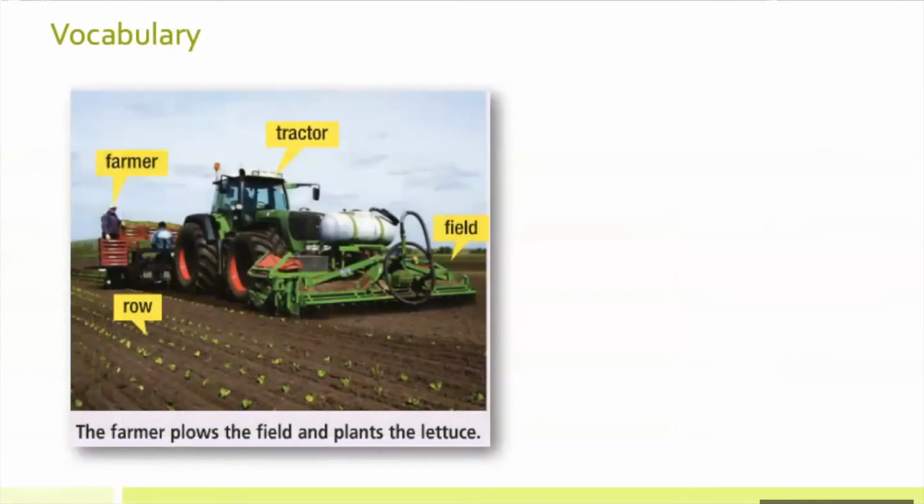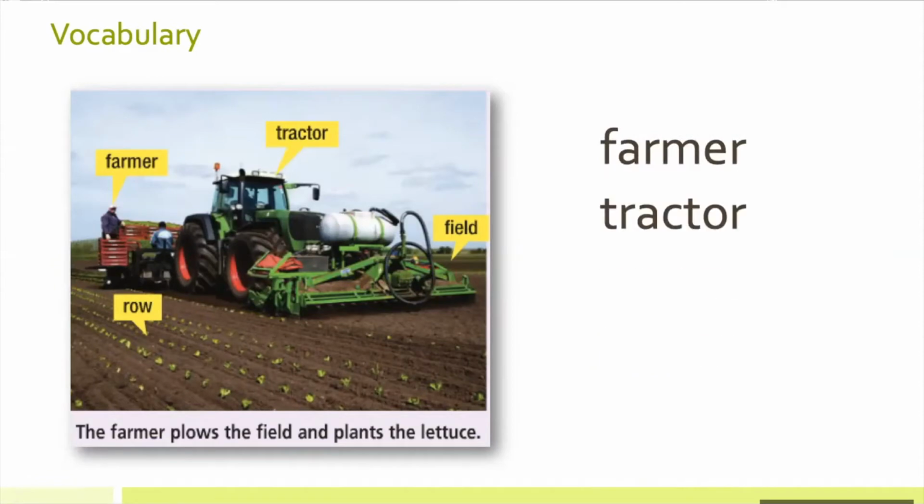And there you have the vocabulary: farmer, tractor, this is a tractor, field, this is the field, and row, this is a row. The farmer plows the field and plants the lettuce. Farmer, tractor, field, row.